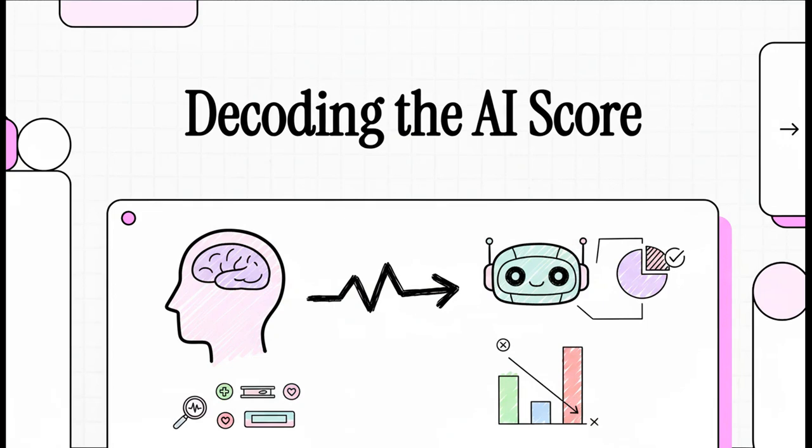So, artificial intelligence is poised to completely change medicine. But that brings up a really big question. How do we actually grade it? I mean, how do we know if we can trust an AI with something as important as our health? To figure that out, we've got to learn how to decode its report card.